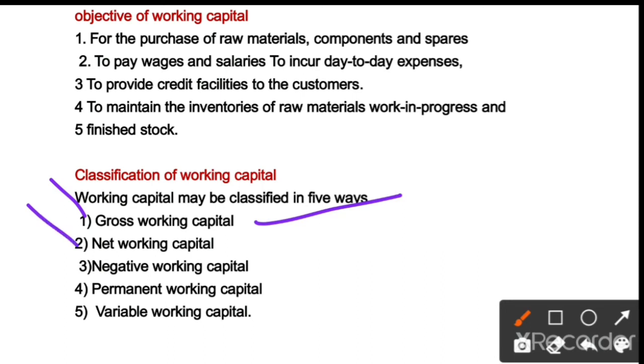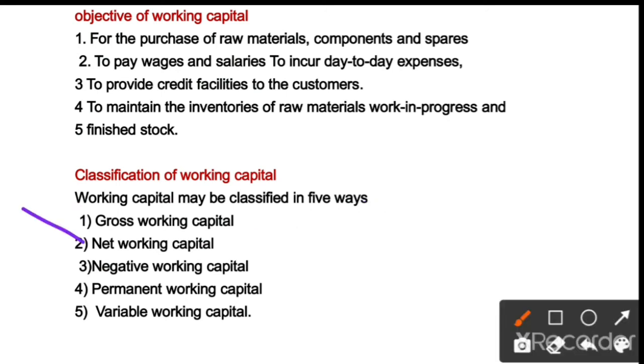For example, cash in hand, cash at bank, accounts receivable, stock of finished goods, work in progress, stock of material, prepaid expenses. These are all current assets. It means gross working capital is nothing but an investment in only current assets.